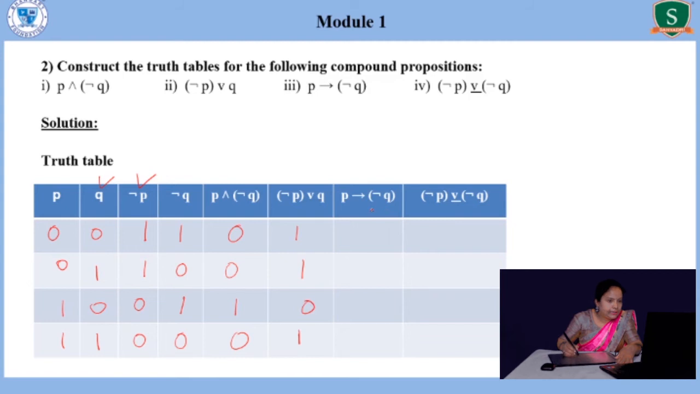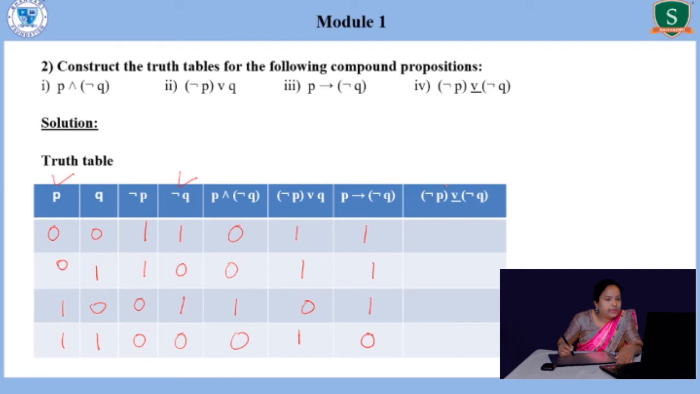Next, P conditional negation Q. We need to take the conditional between P and negation Q. In conditional, we need to remember, first we consider the value of P, then the value of negation Q. P is 0 and negation Q is 1. When it is 0, 1, in conditional it is 1. When it is 0, 0, it is 1. Next, when P is 1 and negation Q is 1, it is 1. When P is 1, negation Q is 0, so 1, 0, P conditional negation Q is 0.